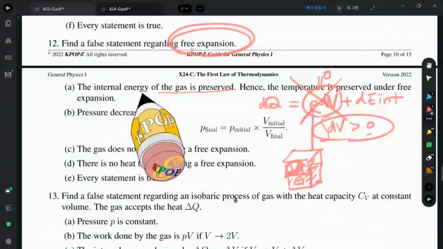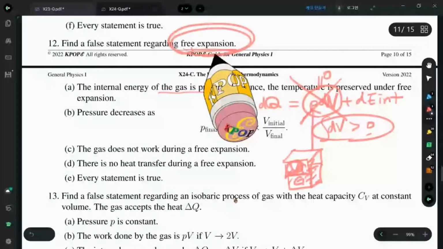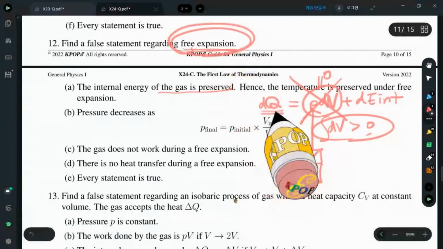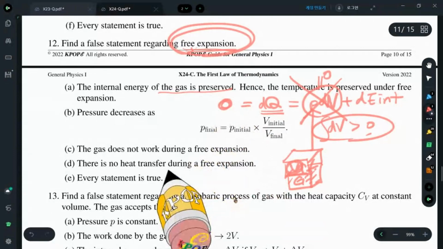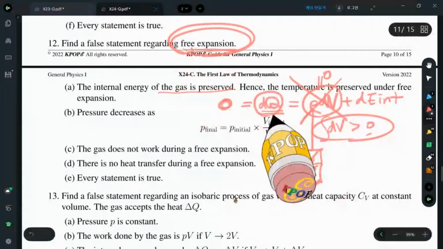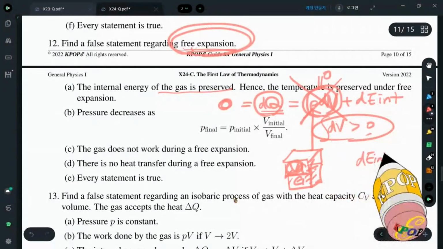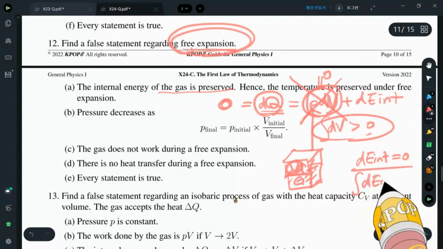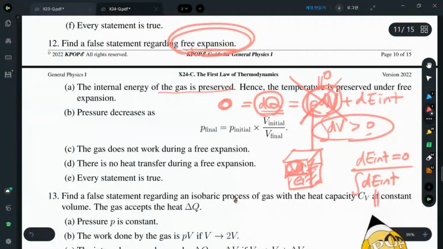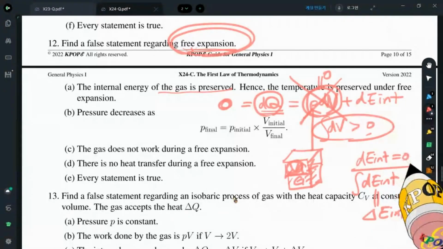And for internal energy, this free expansion assumes there is no heat transfer too. So input equals 0, free. So this one is 0, this one is 0. We end up with the fact that the internal energy change equals 0, whatever the amount, integral, finite, and this should also be 0 because it is always 0.